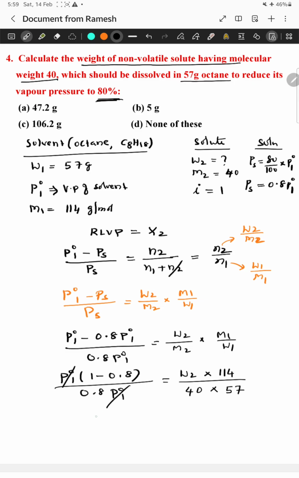If you simplify, on the left side 1 minus 0.8 is 0.2, which is equal to W2 into 114 by 40 into 57. So if you simplify, you get W2 as 5 gram. 5 gram is there in option 2. So for the fourth question, the second option is the correct answer.